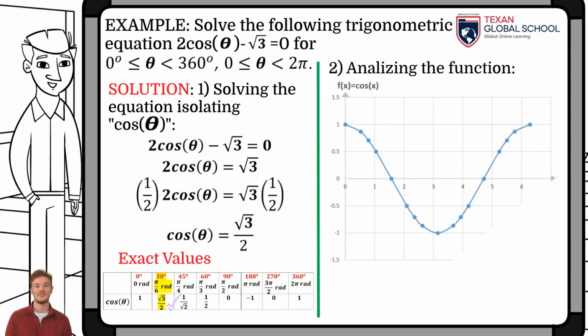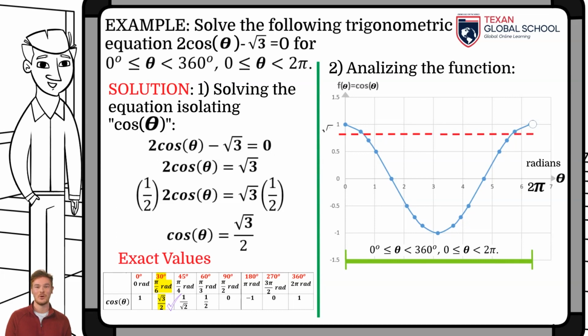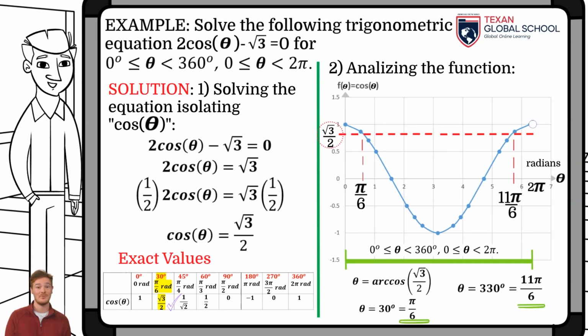By plotting the graph of the cosine, we can analyze the solution. We can see that there is another value, which is 330 degrees or 11 pi sixths. In this way, we obtain two solutions for this trigonometric equation: when theta equals 30 degrees or pi sixths, and when theta equals 330 degrees or 11 pi sixths.